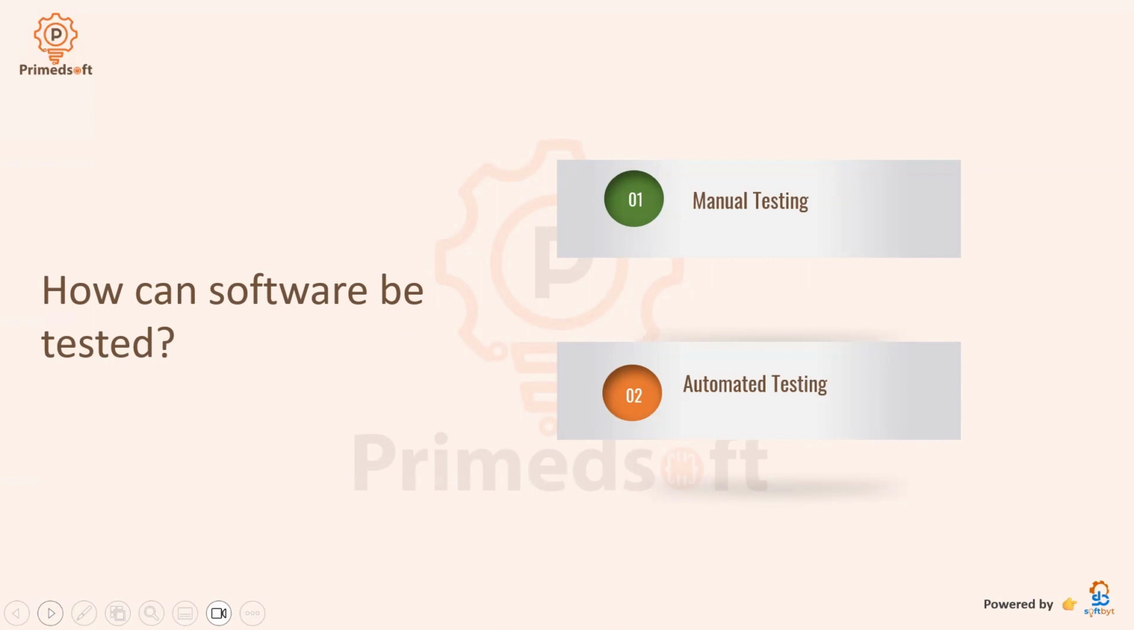So let's say you're testing a website. For example, you want to test the PrimeSoft website. You manually navigate to the website. Let's say you want to register as a student, for example. So you manually navigate to the PrimeSoft website, and you click on register or training.